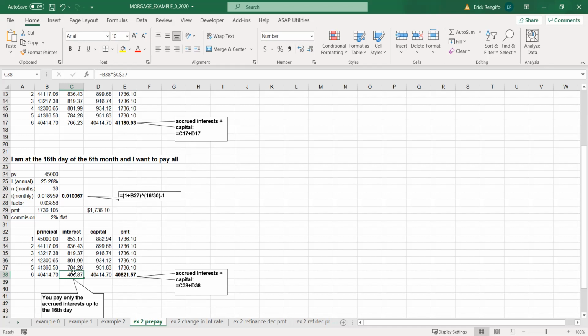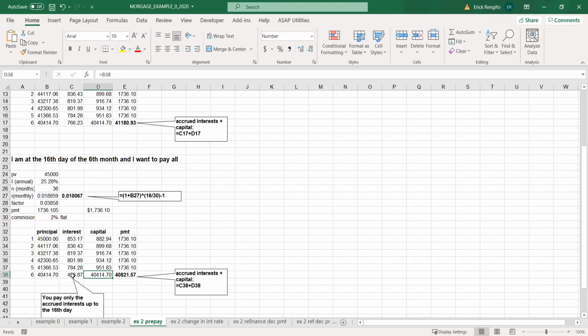Got it? So the bank is going to tell you, okay, you need to pay me the interest that corresponds to 16 days. How do we compute that? Well, it's going to be the $40,000 that you owe to the bank times the interest rate that corresponds to these 16 days. You go here. So this is what you need to pay to the bank. Now, in this case, what you do first is you say, okay, how much money do I need for the capital? Well, in order to clean your capital, you need 40,414.7. So this is what I need.